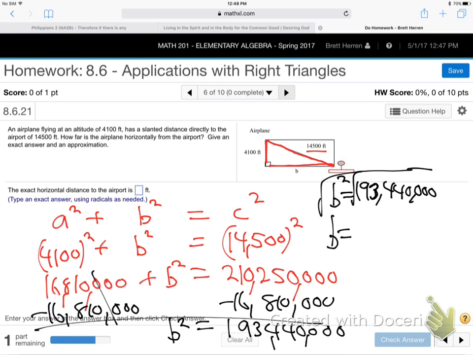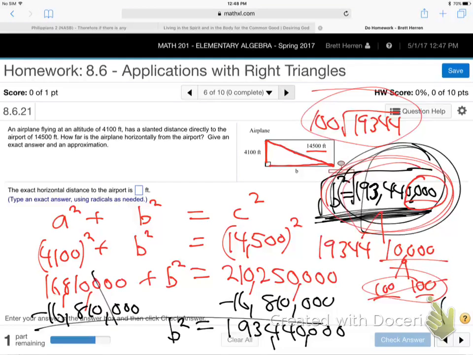Anybody got it? 13,908. 13,908.27? And they say type exact. Oh, they don't want a decimal. That's a shame. That's torturous. They want this. Square root of 193,440. Let me type that in and see if that's right.